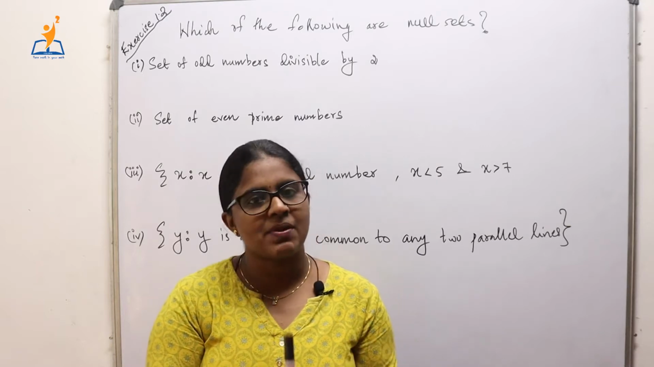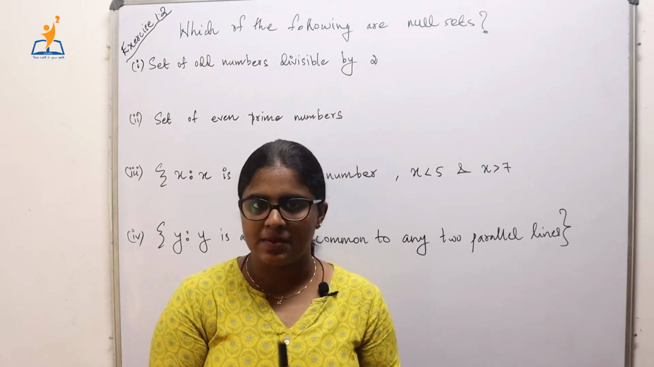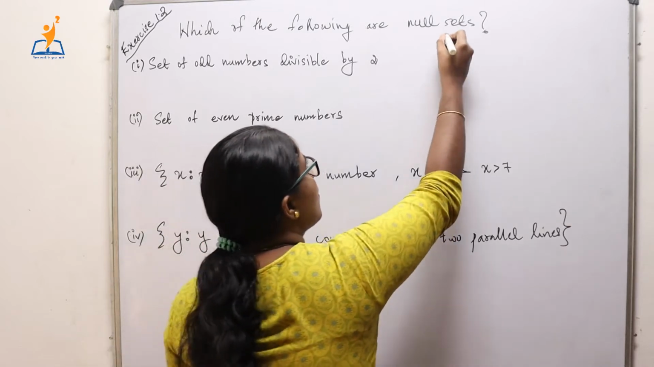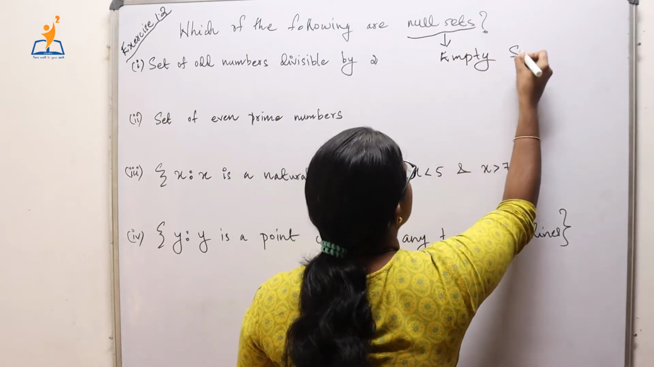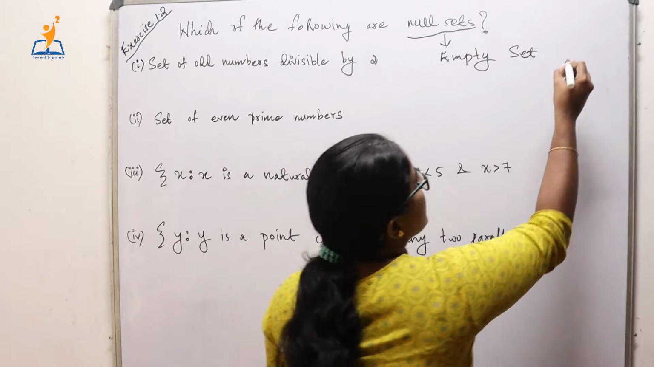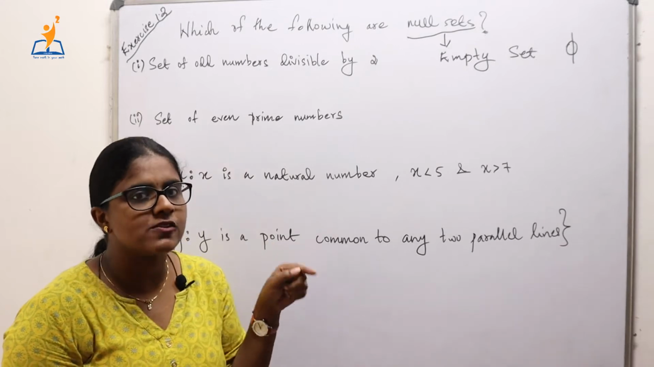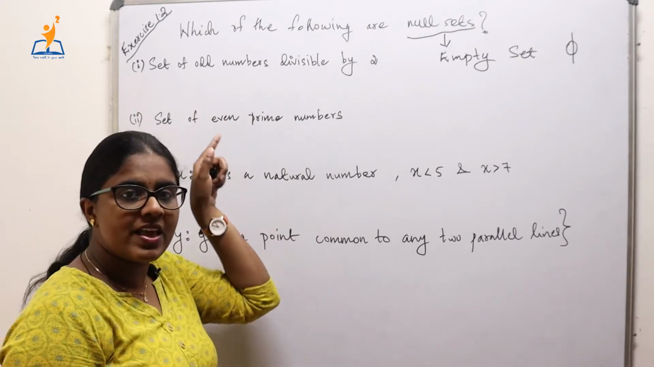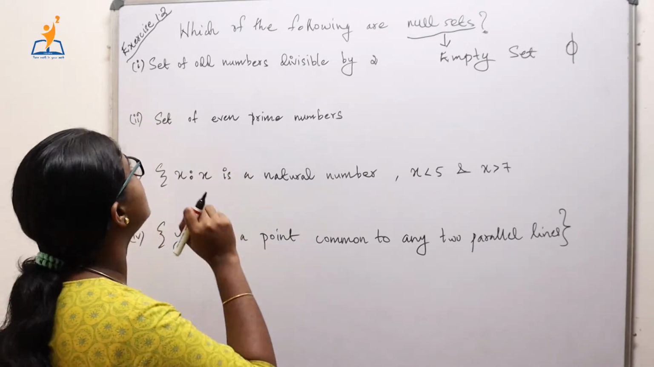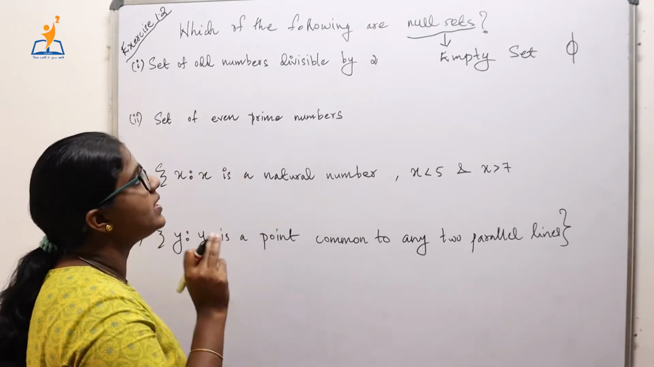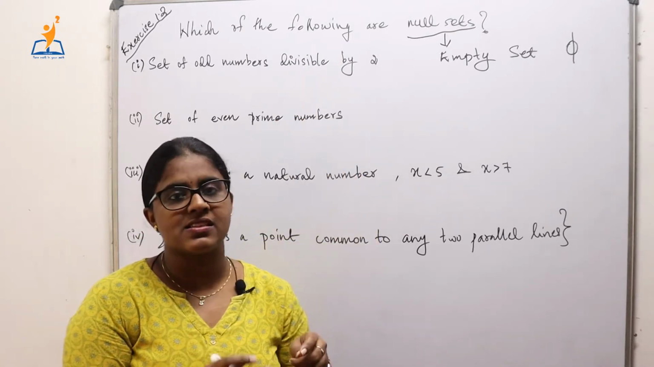Null set is simply the empty set, that is, the set which does not contain any element is called an empty set. An empty set is also called a null set, that is, a null set is the same as an empty set, and we have learned that we usually denote empty sets using the symbol phi. So in this question we are asked to check whether these sets are empty sets or null sets or not. Now the first question is: set of odd numbers divisible by 2.